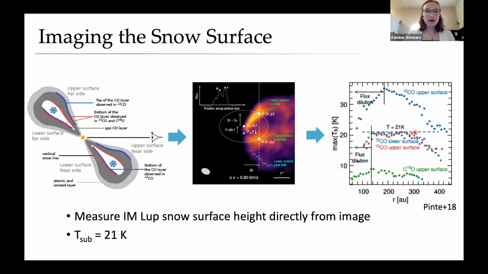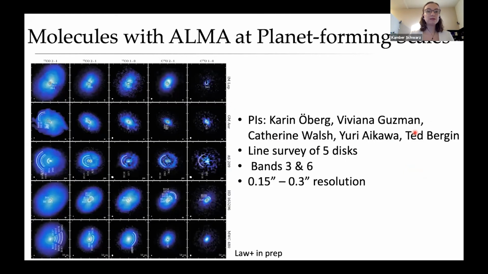Okay, so now I'm going to talk about some preliminary results from an ALMA large program called Molecules with ALMA at Planet Forming Scales, or MAPS. This is a program led by a group of really wonderful women, Karin Oberg, Viviana Guzman, Catherine Walsh, Yuri Aikawa, and also Ted. So this is a spectral line survey of 5 protoplanetary disks in bands 3 and 6 with a spatial resolution between 0.15 and 0.3 arcseconds. There are a lot of really interesting science results that are going to be coming out of this program soon. But today I'm just going to focus on what we're finding out about CO in these disks.